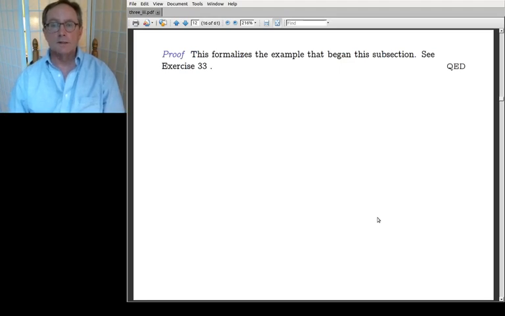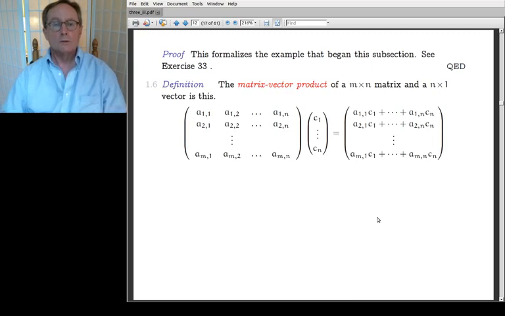Okay, so the proof formalizes the example that began the subsection. There is an exercise that asks a person to go through the i's and j's. So, of course, we define then the matrix vector product of an m by n matrix and an n by 1 vector as just the action that we just described here. If you multiply a matrix times a vector, you get the action that we just described. And I didn't make up the matrix vector product and then discover that it represents that; that's not what we're doing. What we're doing in this class instead is we're writing down linear maps. How do they act? It turns out they act this way, and so this gives us a natural, reasonable way to combine matrices and vectors, because we found ourselves combining them.